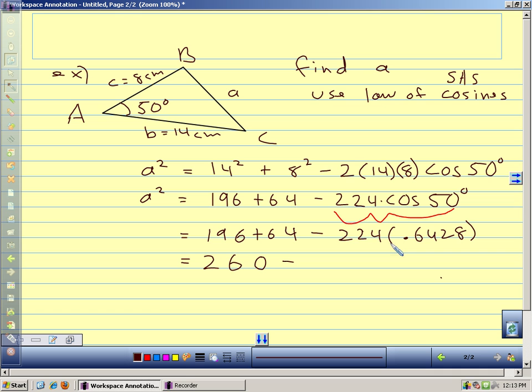Times 0.6428. I get 134.9 or 143.987. And when I subtract those, I get 116. And I'm going to bring this down, a squared, a squared. I get 116.016.